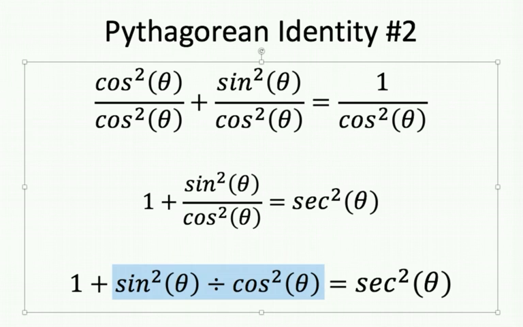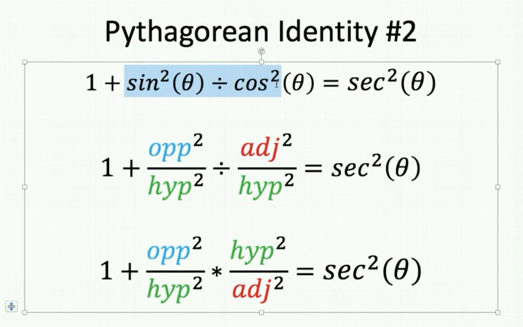Now let's continue simplifying this. Reminder that sine is opposite divided by hypotenuse. So sine of theta squared is just opposite squared divided by hypotenuse squared. Our cosine was adjacent divided by hypotenuse, so same thing here. Now, how do you divide 2 fractions? You can turn the middle from divide into multiply, and then that second fraction just gets flipped, the reciprocal. So the adjacent goes to the bottom, hypotenuse goes to the top.